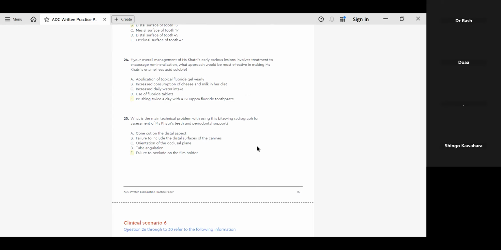For 24, it says increased consumption of cheese and milk in our diet. Like someone is asking me why not that option. I just explained to you, increased consumption of cheese and milk in our diet will help increase salivary flow probably and possibly help in remineralization. We want to make the tooth stronger and make it less acid soluble. How does B help?